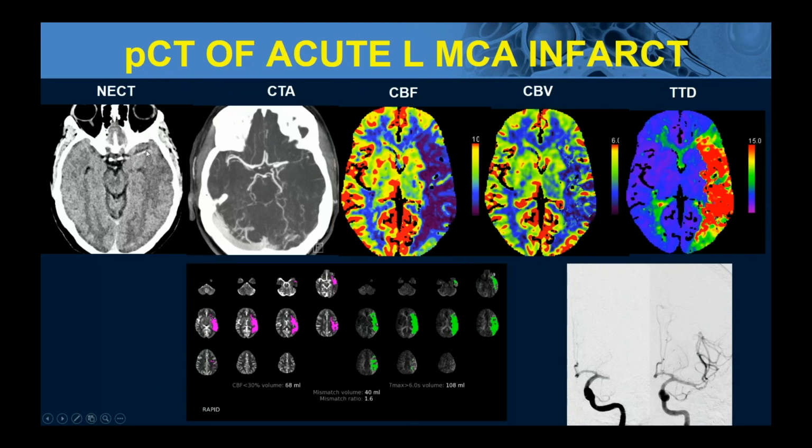Here's your dense middle cerebral artery sign on a patient with a CT scan. Here's the CT angiogram, normal right middle cerebral, shut off left middle cerebral, and then you can see the big infarct over here.